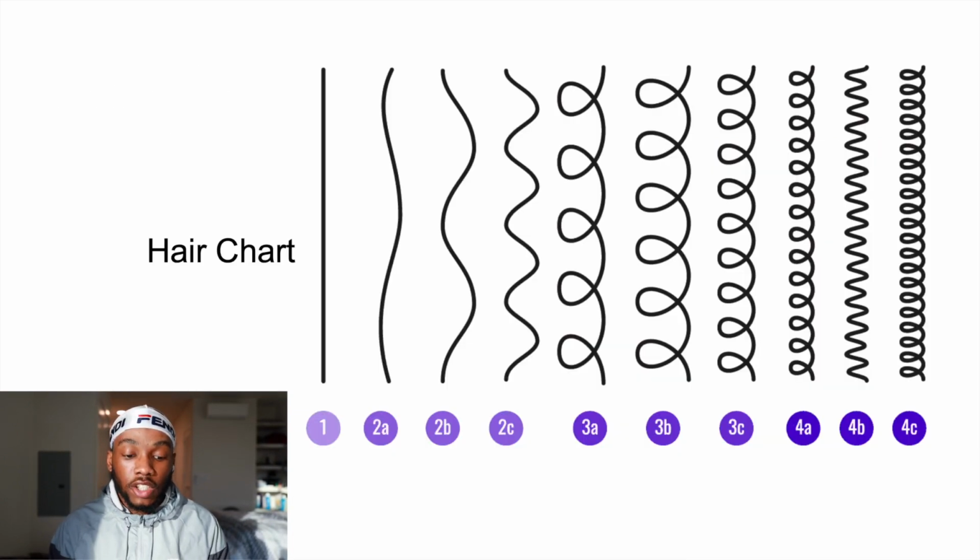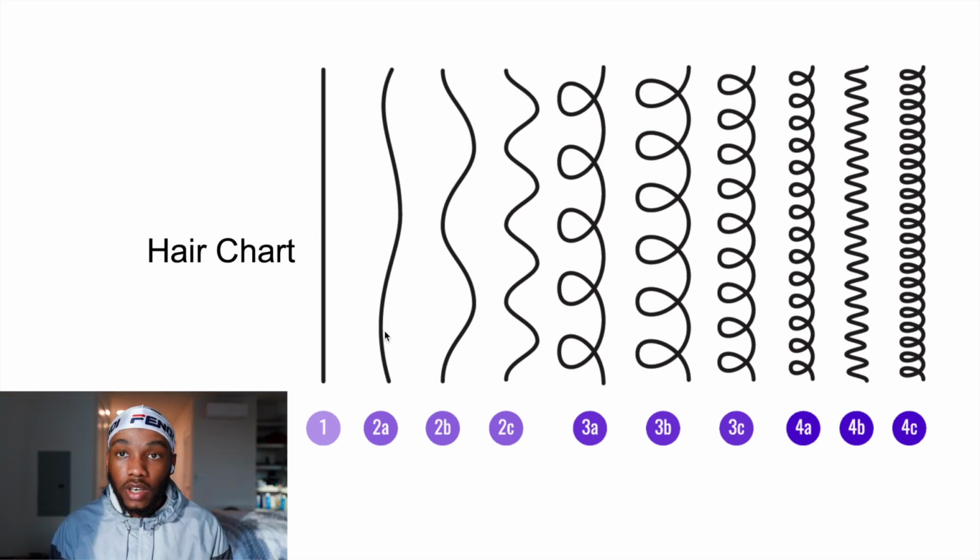Hair chart. This is the hair chart. This right here is straight hair. 2A, yes, that's like a super wide wave. Somebody with 2A hair texture will probably have 2 waves, 3 waves, or 4 max on their head.